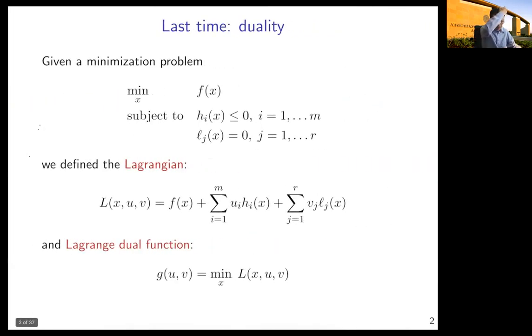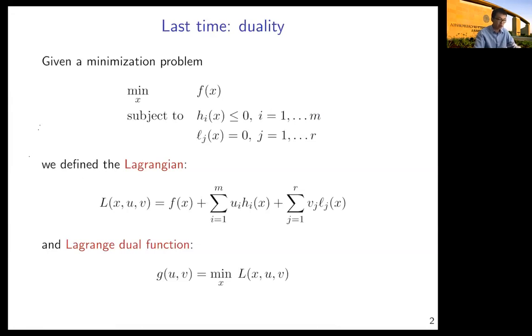So last time we talked about duality, and we considered an optimization problem of the following form that's not necessarily a convex optimization problem, with an objective function, inequality constraints, and equality constraints. So this is fully general.